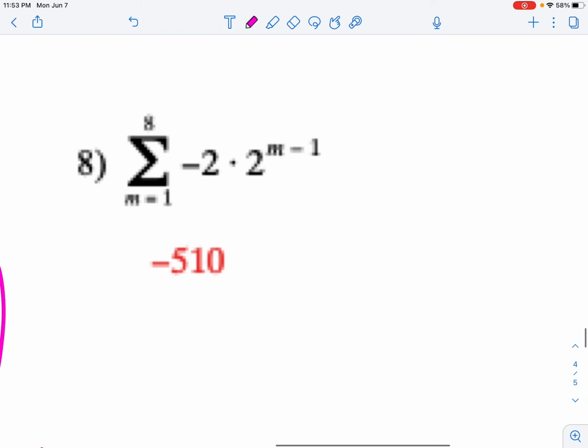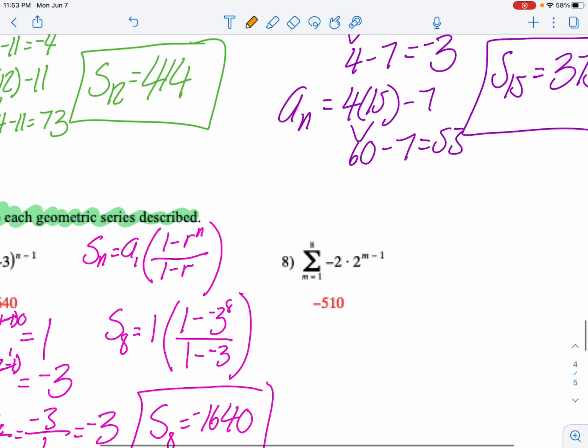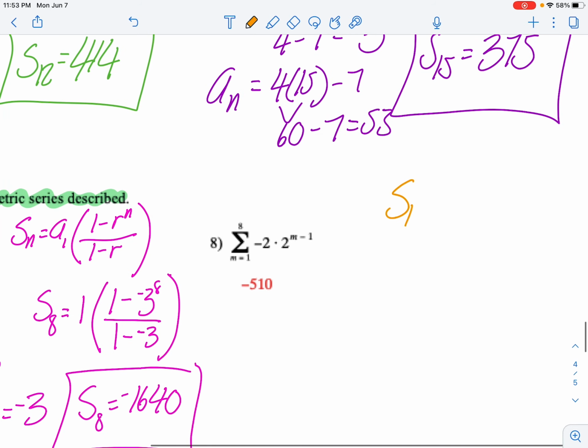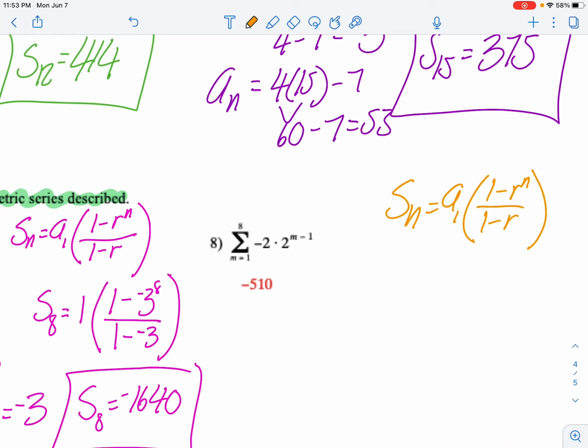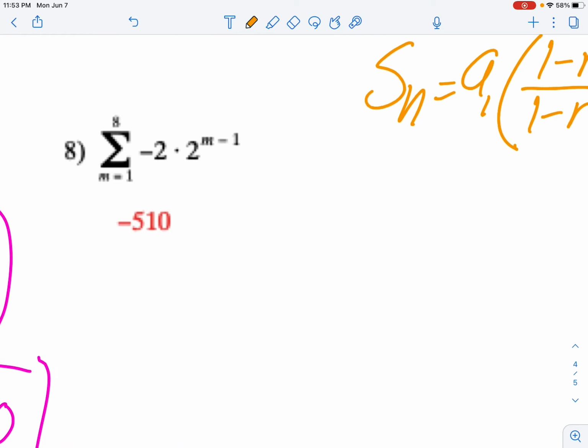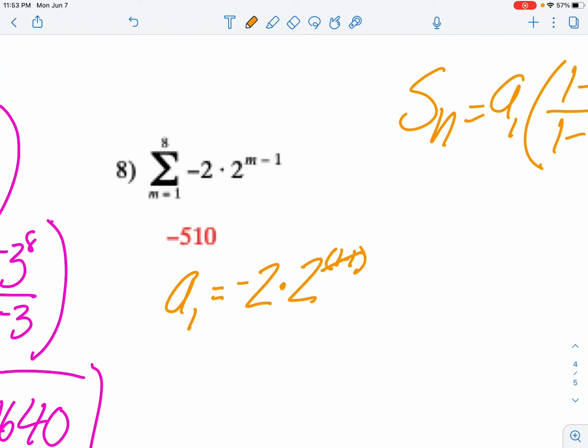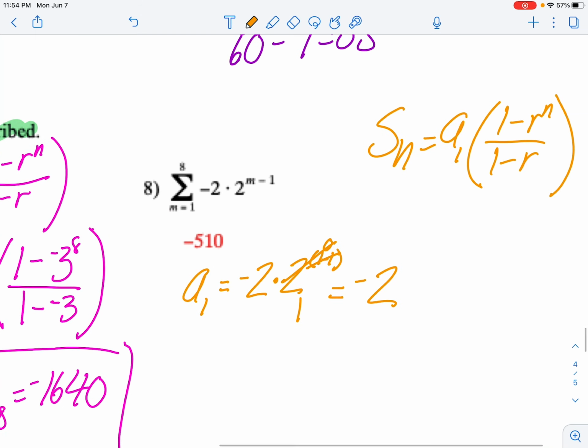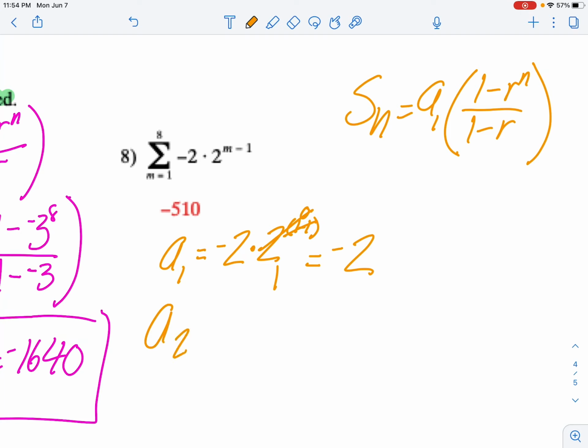All right. Last one, kiddos. So again, what are we going to need to find? Let's do our formula. Sn is equal to a1, 1 minus r to the power of n over 1 minus r. I'm going to need my first term. My first term is when I plug in 1 here. Negative 2 times 2 to the power of 1 minus 1. Well, that gives me 0. 2 to the power of 0 is just 1. Negative 2 times 1 is negative 2. So that's our first term.